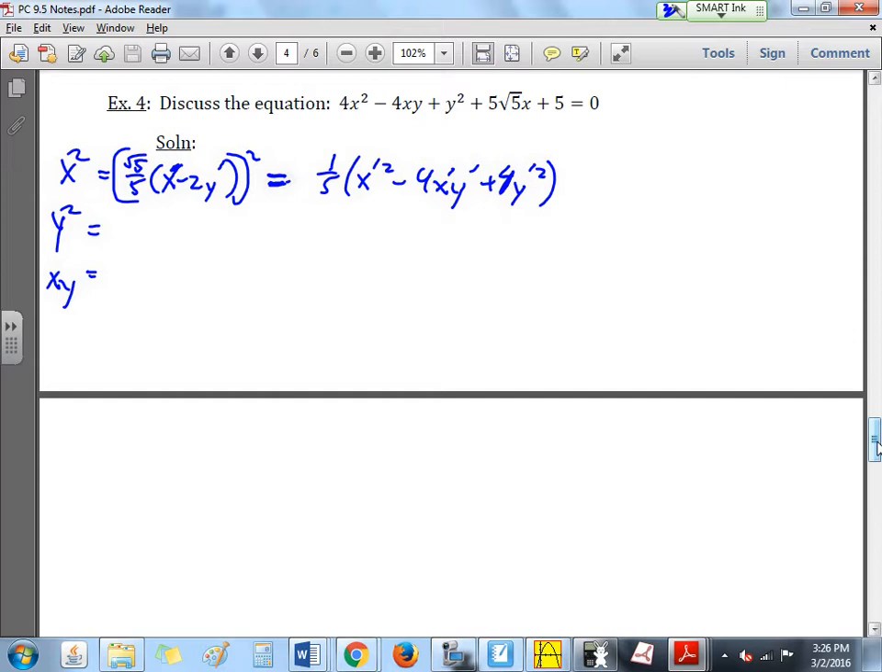The y squared is very similar. It's root 5 over 5 times 2x prime plus y prime, and that's being squared. So again, you get a 1/5, but this time the coefficients go 4, 4, 1.